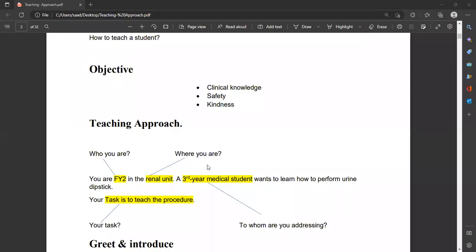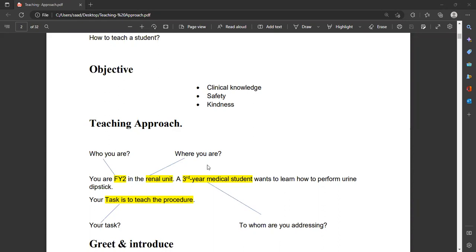So now we'll continue from here again. We were discussing the objective. We will see how to incorporate clinical knowledge along with safety and kindness. We are all doctors, and we all have the basic clinical knowledge, but we all lack in safety and kindness. They are the specific features that you need to follow.